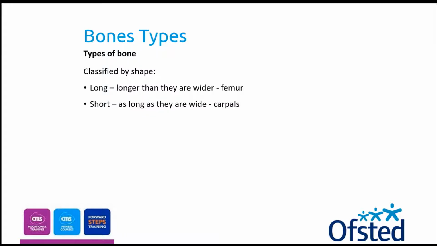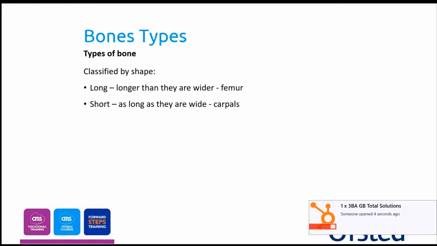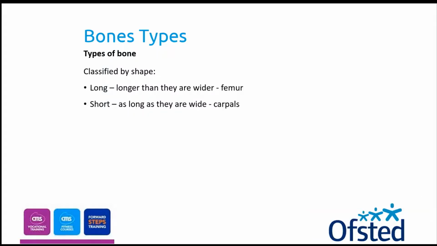A short bone, therefore, is as long as it is wide, so they're normally cuboid in shape. A good example is the carpals and the tarsals. Carpals are in your wrist, tarsals are in your ankle, and the benefit of these is that it gives lots of different surface areas. So imagine a little dice in your wrist. You've got 9 carpals in your wrist, 9 little dice. That gives lots of different surface areas for muscles and tendons to attach to. So that's what gives us the dexterity.